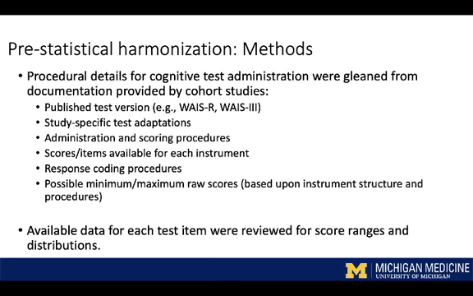So this is what we extracted. We looked at the published test version. We looked at any study-specific test adaptations that were done. We looked at the scores and items available for each instrument, any details regarding coding procedures, and then we recorded the possible minimum and maximum raw scores based on the instrument structure and the procedures for each test. And then finally, we looked at the actual data across each study to look at the score ranges and distributions.